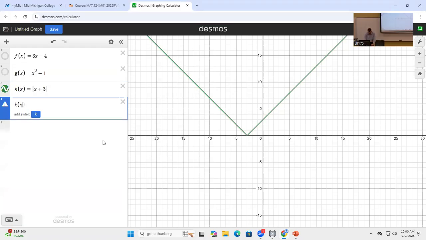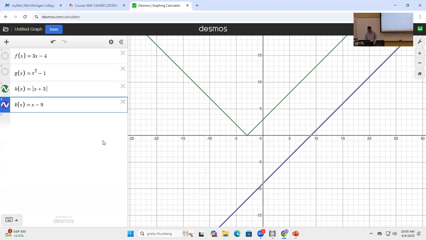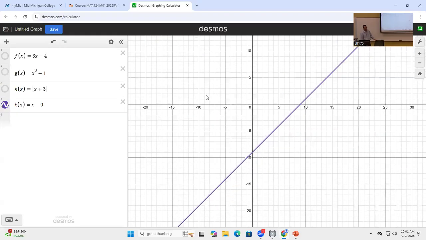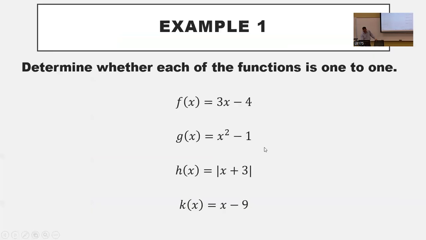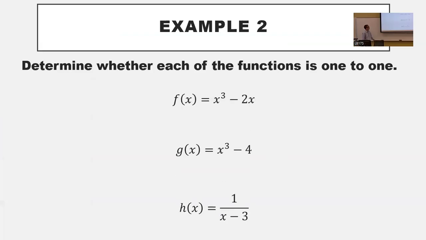And then we said k of x is equal to x minus 9. That does pass the horizontal line test. So that is one-to-one over the entire real numbers. You can do this for others as well. Again, if you're doing this, just graph it.